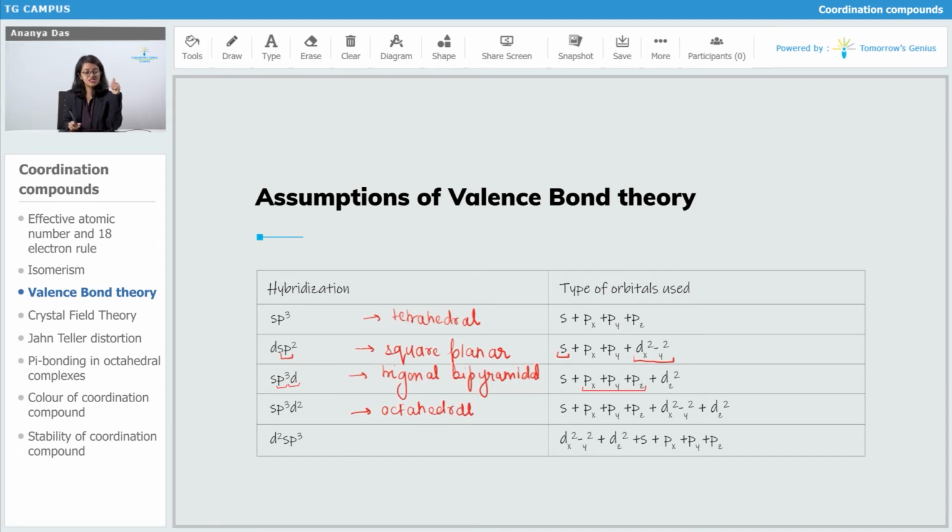In this case, s is used, px, py, pz, that is all of the three p orbitals are used, as well as both of the axial d orbitals, that is dx square minus y square and dz square. Next one is also an octahedral geometry. Right now it looks the same, but we'll know the difference between sp3d2 and d2sp3 in our coming slides. So this is also octahedral. In this case also, both of the axial d orbitals, all of the 3p orbitals as well as the one s orbital are used. So these are the orbitals which are used for the hybridization and which give these specific geometries.